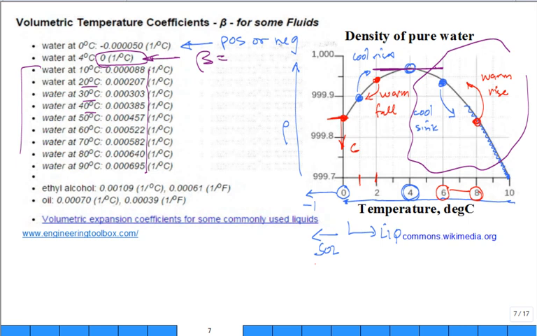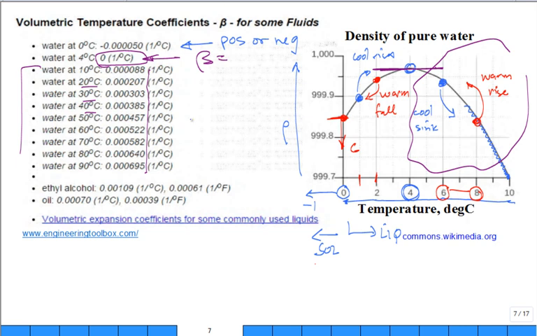Is beta positive or negative for liquid water between 0 and 4 degrees C? Negative. And the math will show you then that the warm fluid will sink in the presence of the cooler fluid, and the cooler fluid will rise, will buoy up. That's more of an anomaly. But this brings up an interesting question, does it not?